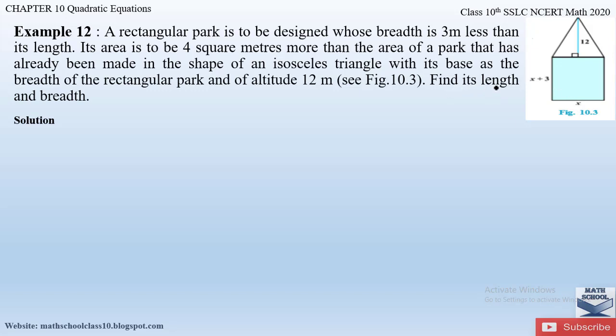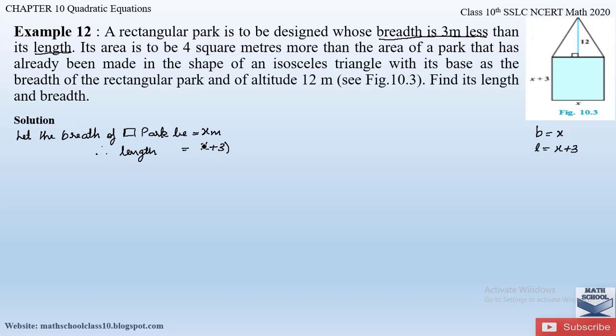So if we assume the breadth to be x meters, then the length will be equal to x plus 3 meters, because the breadth is 3 meters less, so we are adding 3 to the length. Now if you see, the length is x plus 3 meters and the breadth is just x meters, which is 3 meters less than the length, right? So let us write down: let the breadth of the rectangular park be x meters. Therefore the length will be equal to x plus 3 meters.